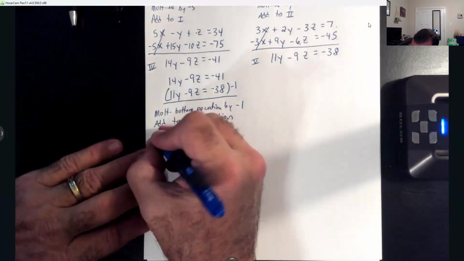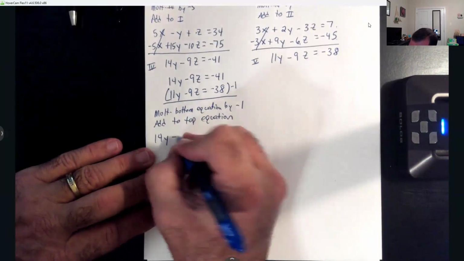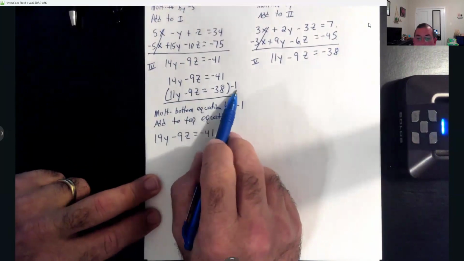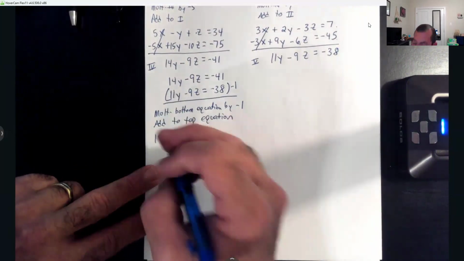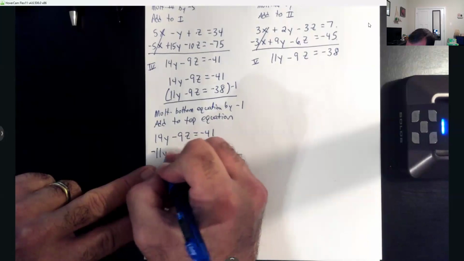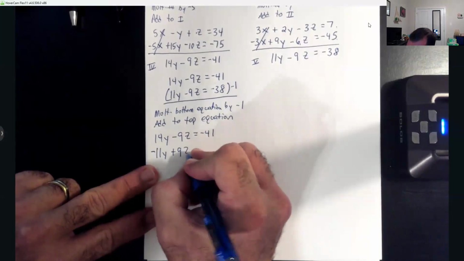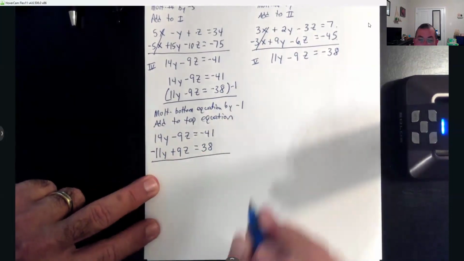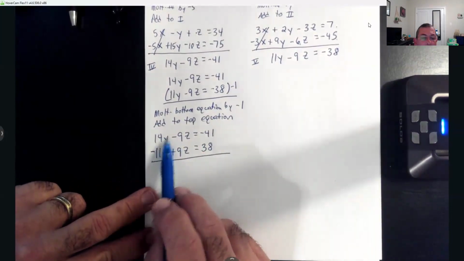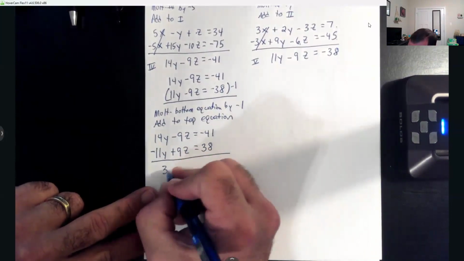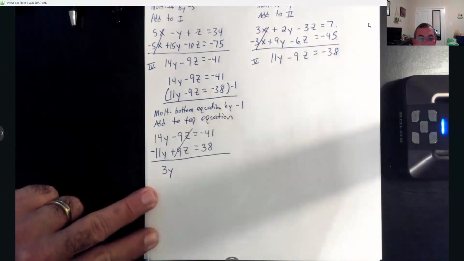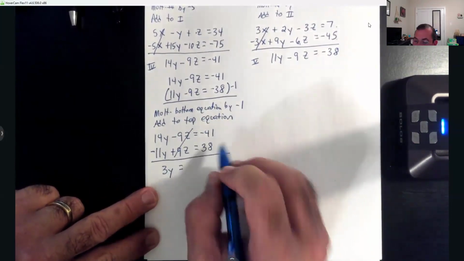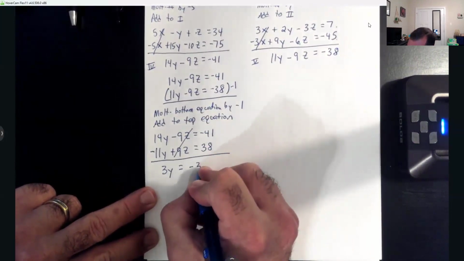So the top one stays the same: 14y minus 9z equals -41. All this -1 is doing is changing the signs. So I get -11y plus 9z equals a positive 38. All right, y'all, so let's see what we get. 14 minus 11 leaves me 3y. The z's cancel. And that's going to equal -41 plus 38, which gives us a -3.